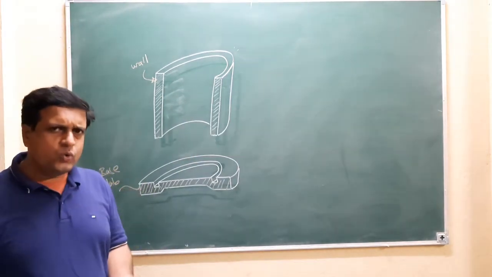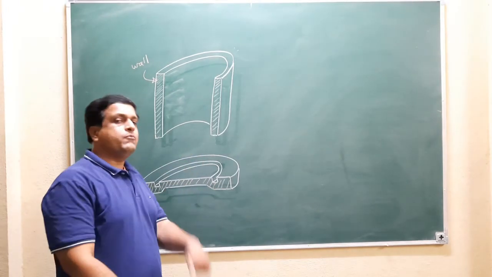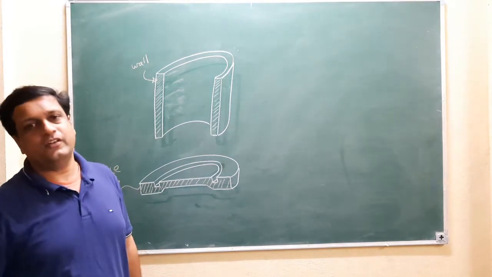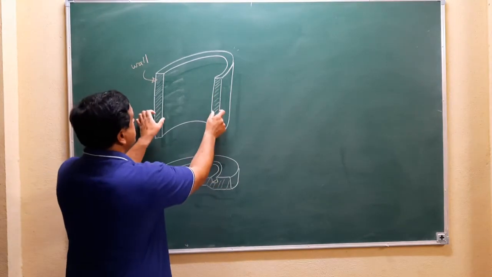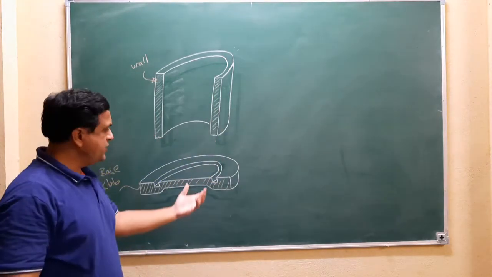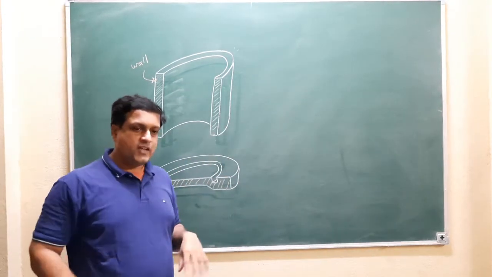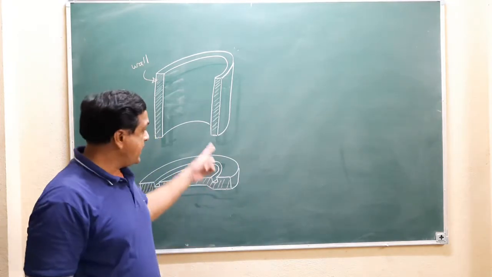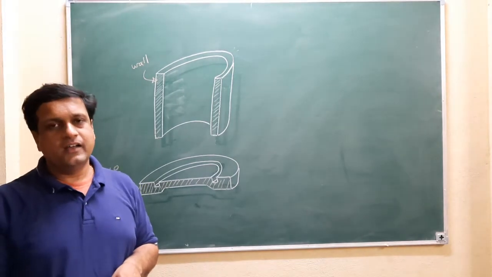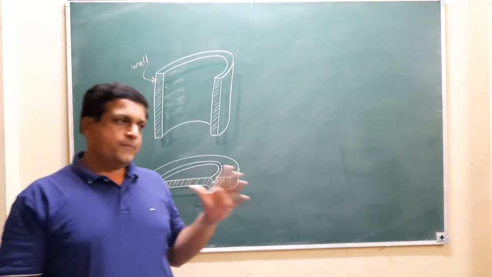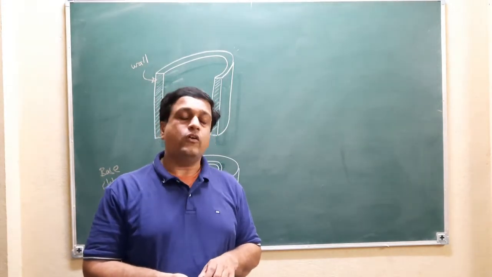There is no proper connection between the wall and the base slab. That type of tank is called a flexible base water tank. That means you simply have to put this wall in this groove, and there is no proper connection between the wall and base. So there is flexibility at this junction. That type of water tank is called a flexible base water tank.